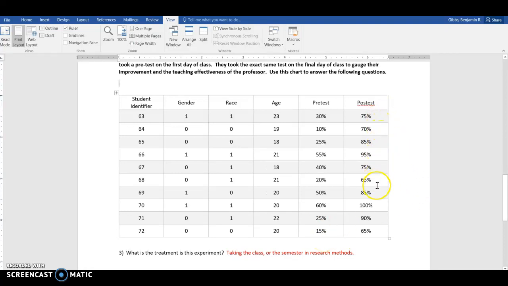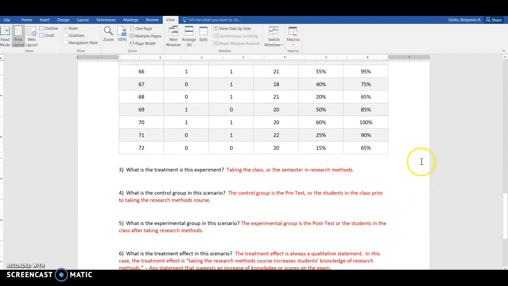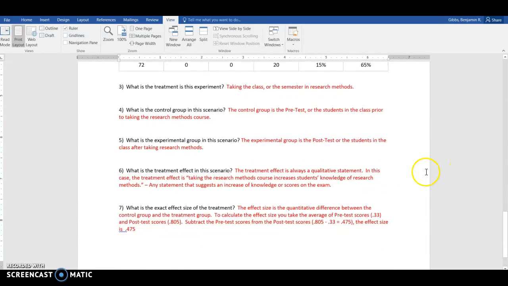Do the same with the post-test scores. Add these numbers up, divide by 10. What we get here is the pretest scores, the average is 33%, 0.33. The post-test scores are 80.5%, 0.805. And then all we need to do is subtract the pretest scores from the post-test scores.